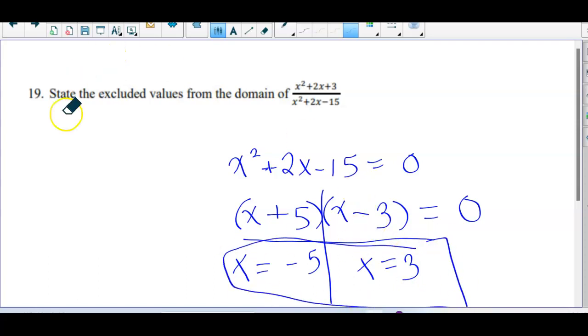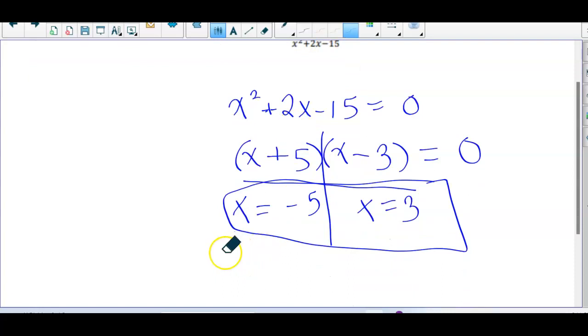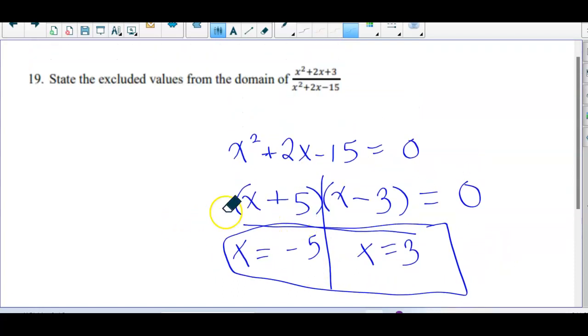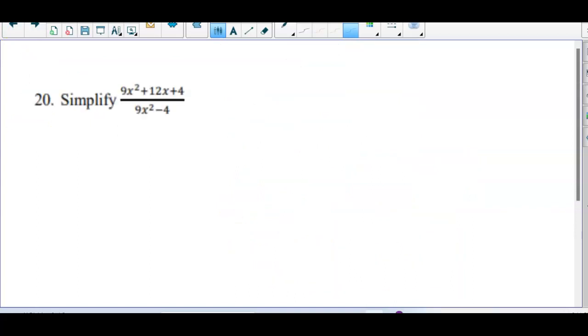That's solving a quadratic. When they are asking for the domain, it means what we're allowed to put in for x. So these are the values that we are not allowed to put in, which is why they're called the excluded values. All right, simplify. To simplify this, I'm going to need to factor. So I have to factor the top, factor the bottom.